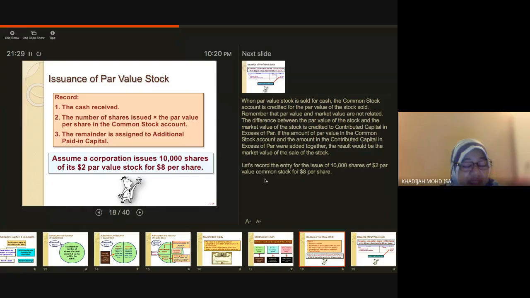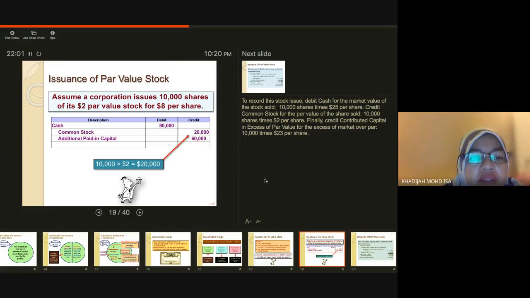On the debit side, cash is 80,000. You have to differentiate between the par value and the premium price. For the par value, you record 10,000 shares at par of $2, so that is 20,000. The balance is the $6 premium, so you credit share premium 60,000.